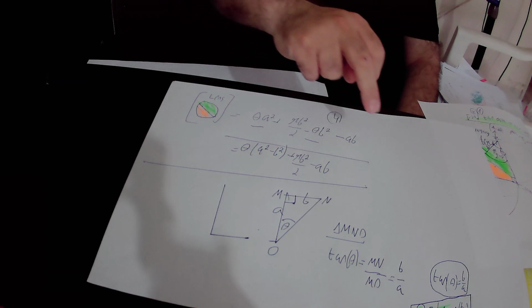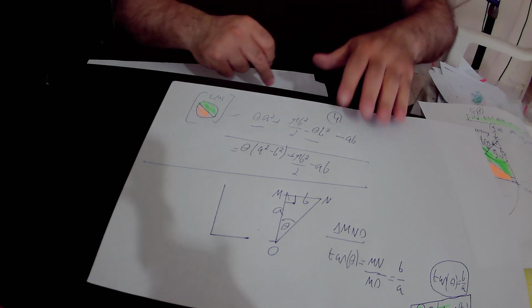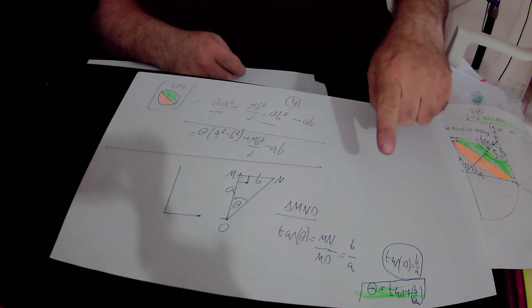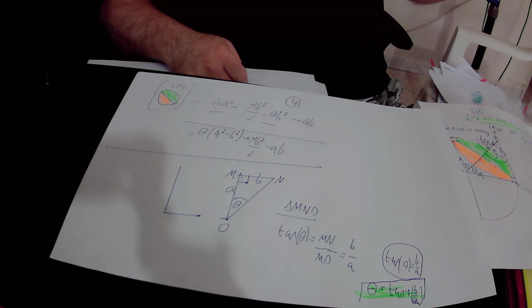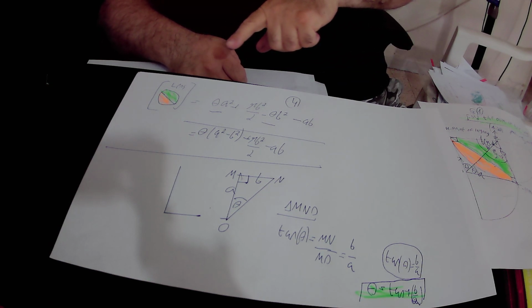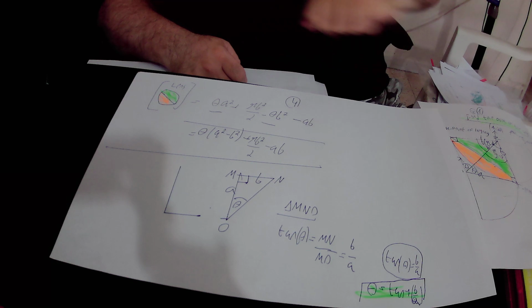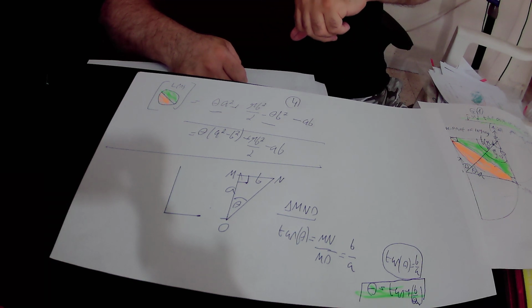That is to say, it is equal to b over a. So tangent theta equals b over a, therefore theta itself equals tangent minus 1 of b over a. Now we can substitute theta by tan to the power of minus 1 of b over a.